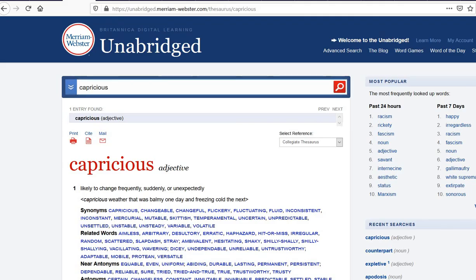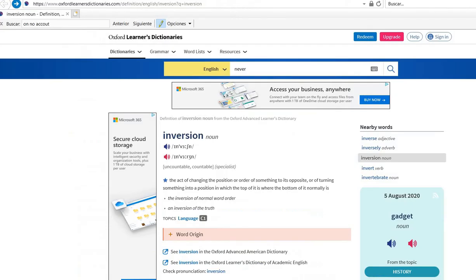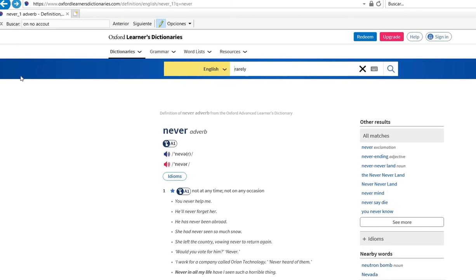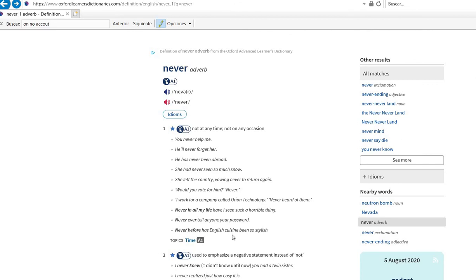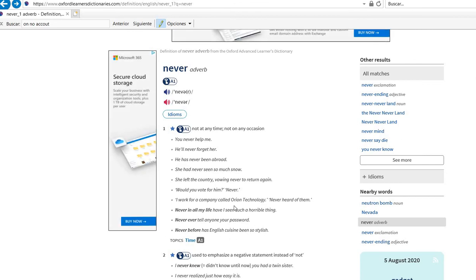Now I would like to take a quick tour of the dictionary. The dictionary doesn't really explain inversion, so we're gonna omit that. But I wanted to show you some phrases with never. The dictionary gives you never before has English cuisine been so stylish, and never in all my life have I seen. Notice that here you have a phrase that makes never more specific, right? So inversion follows that, right?